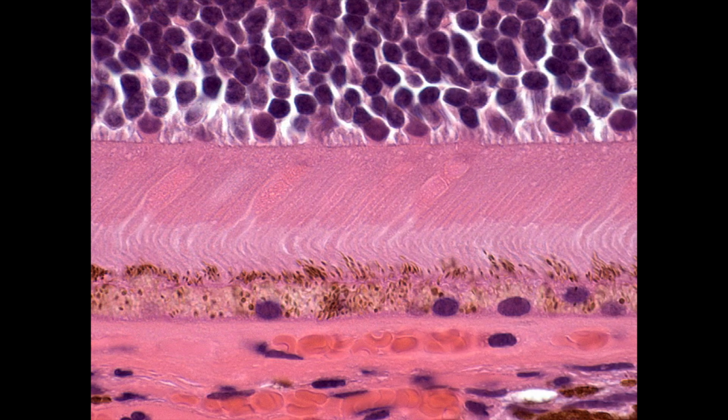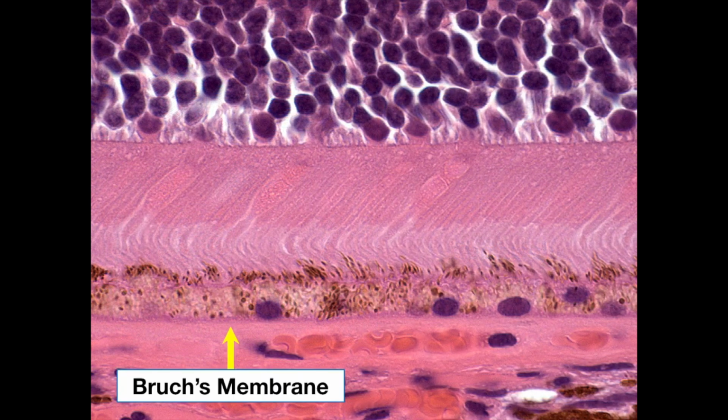The RPE rests on the inner surface of Bruch's membrane, the inner layer of the choroid. Bruch's membrane is an important anatomic barrier. Bruch's membrane appears as a white line beneath the RPE in this macrophoto.